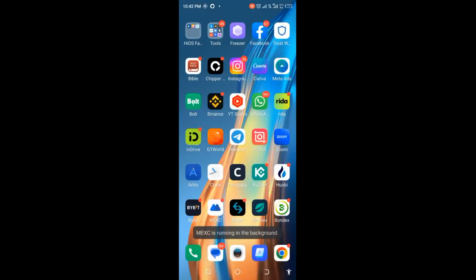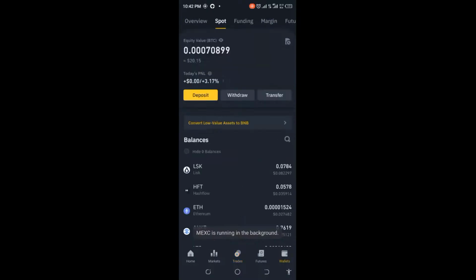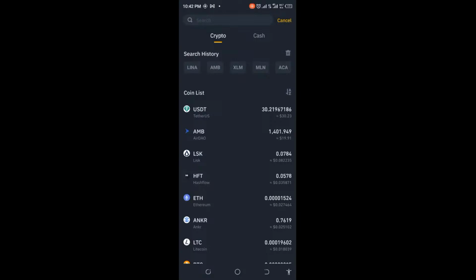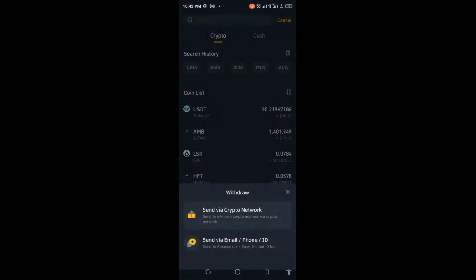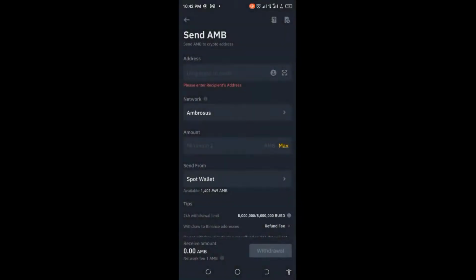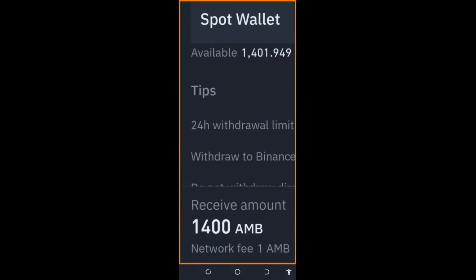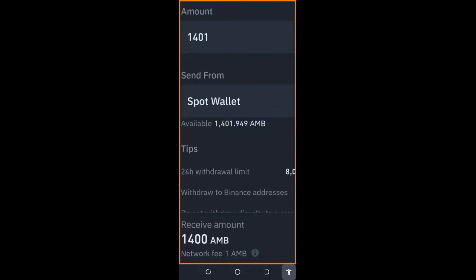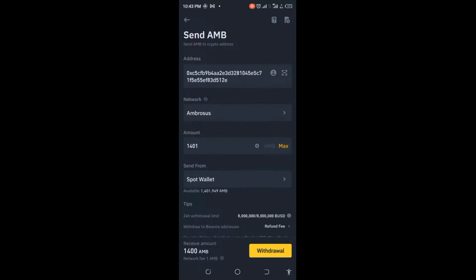Good. So we're going over to withdraw. We have to do all these things really quickly because you don't want anything to go down. So we're selecting that and putting the address in there. Okay, and Ambrosos, you can see it's the same thing. We're going to put max, and then we'll see how much it's going to take. It's taking 1 AMB, so that's fine. We're going to get 1400 AMB. So I think that's it. Let's go ahead and get this withdrawn.